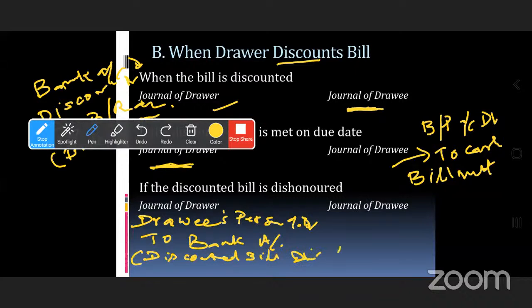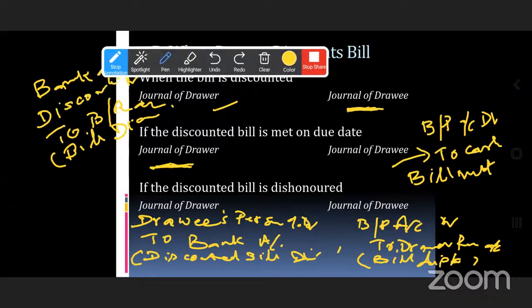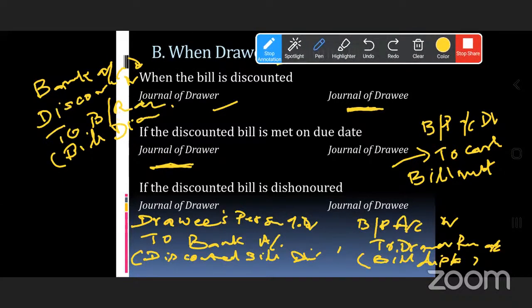Okay. So in the books of the drawee, here we will be writing bills payable account debtor to drawer's personal account. That is, bill dishonored. Okay. You got the point? Next slide.